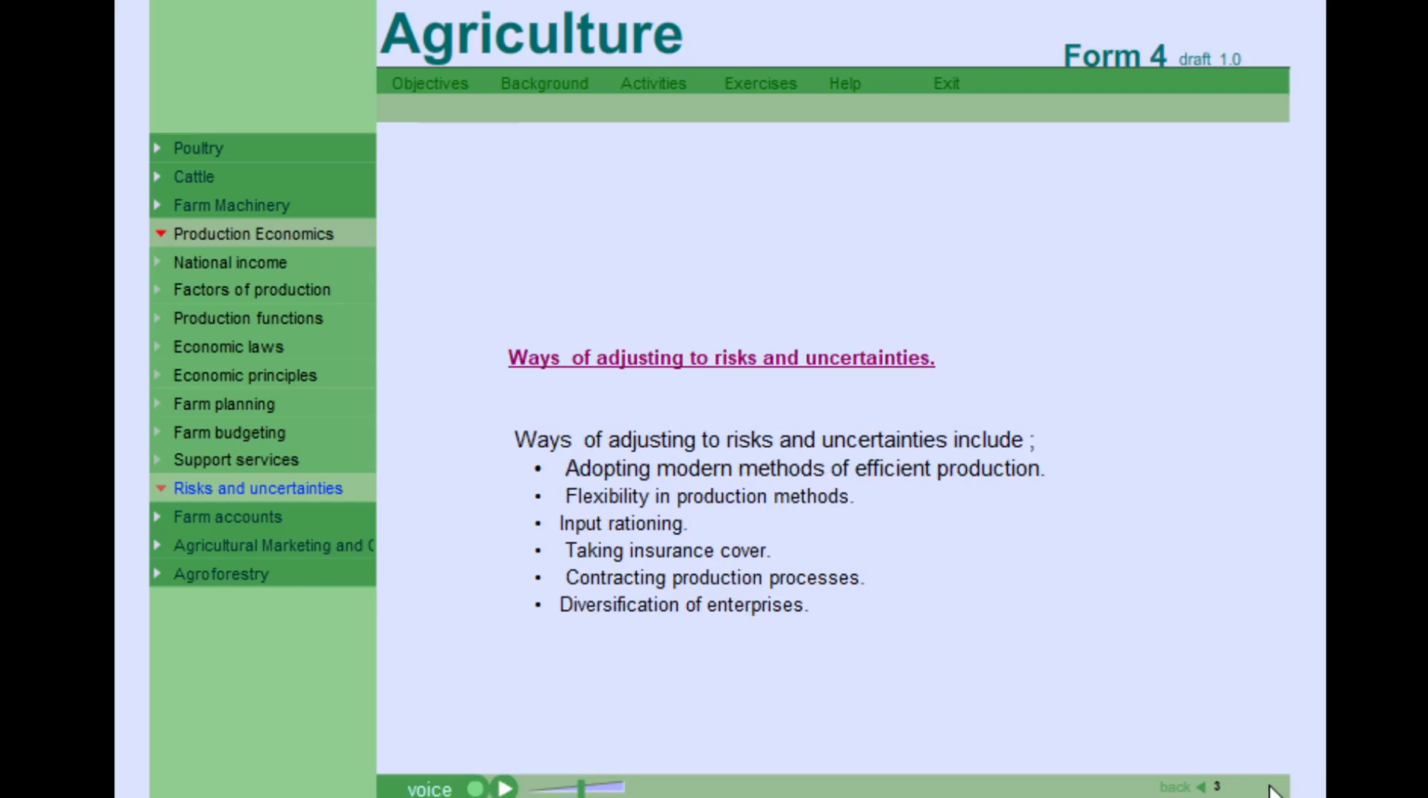Ways of adjusting to risks and uncertainties. Ways of adjusting to risk and uncertainties include adopting modern methods of efficient production, flexibility in production methods, input rationing, taking insurance cover, contracting production processes, and diversification of enterprises.